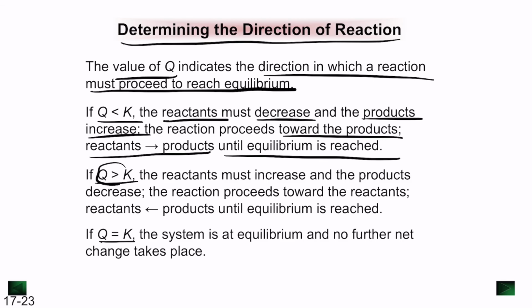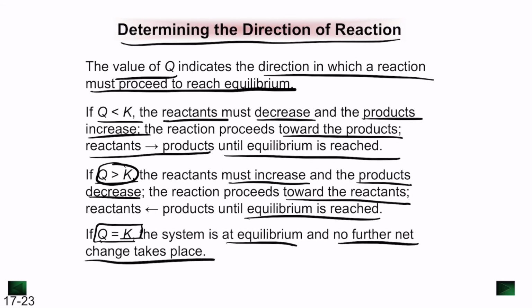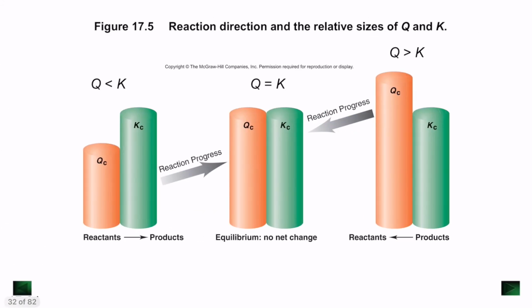Now when Q is greater than K, the reactants must increase and the products will decrease, resulting in the reaction proceeding towards the reactants until the equilibrium is reached. So the products will start forming reactants. Now when Q is equal to K, the system is at equilibrium and there is no further net change that takes place. So this is how we determine the direction of reaction.